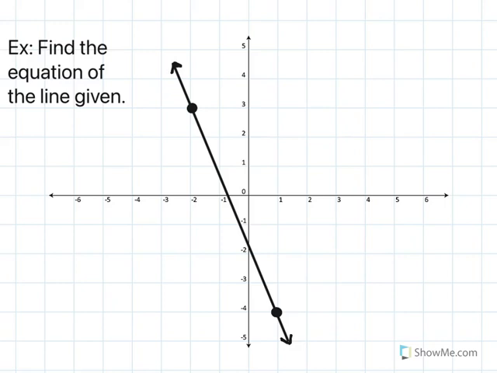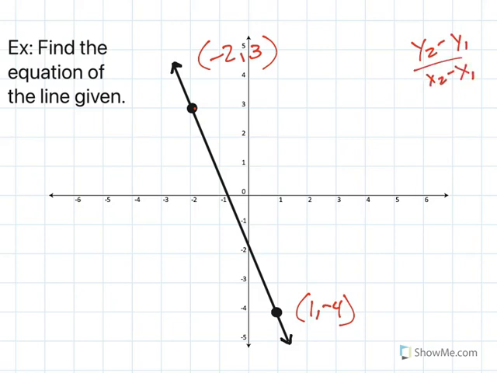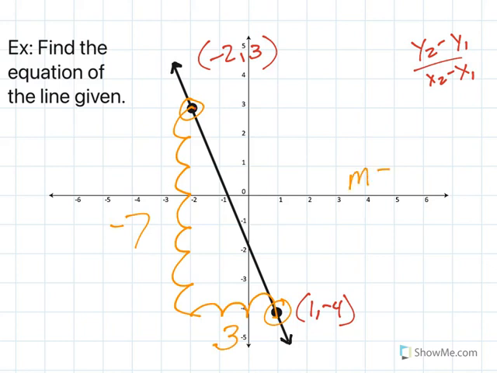Let's do another one. Let's find the equation of the line given. So again, I have the points -2, 3, that's up here, and this point down here is 1, -4. If you like to find slope through 2 points by doing y2 minus y1 over x2 minus x1, by all means, please do. I like to count. I find it easier. So I start at my left point and I'm coming all the way down here. So I'm going to go 1, 2, 3, 4, 5, 6, 7. I went down 7. And then 1, 2, 3. I went right 3. So my slope is -7/3.